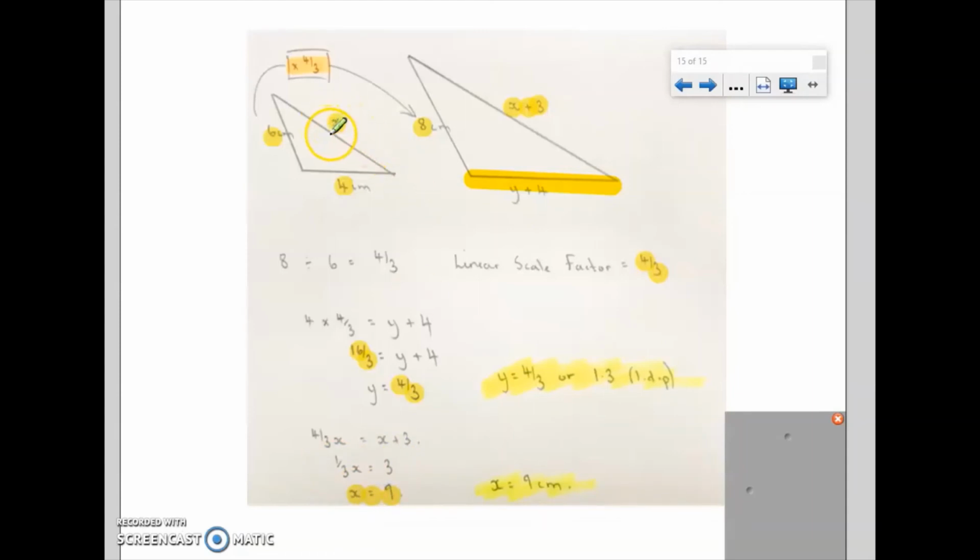So because there was an unknown on this length and an unknown on the corresponding length, I had to look at creating an equation in order to find my unknown value of x, which was 9 centimeters. Very well done if you were able to answer that question and the previous 3 challenge questions. If you've been able to answer all 4 and you were confident with your answers, then that is brilliant. You've shown a very good understanding of similar shapes when looking at lengths.